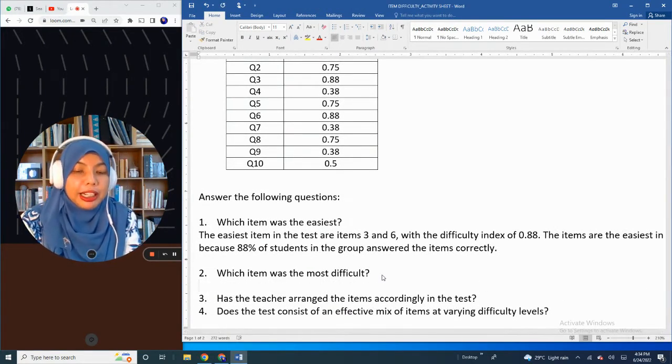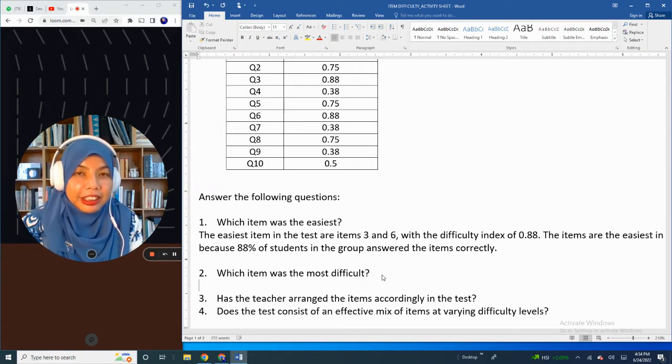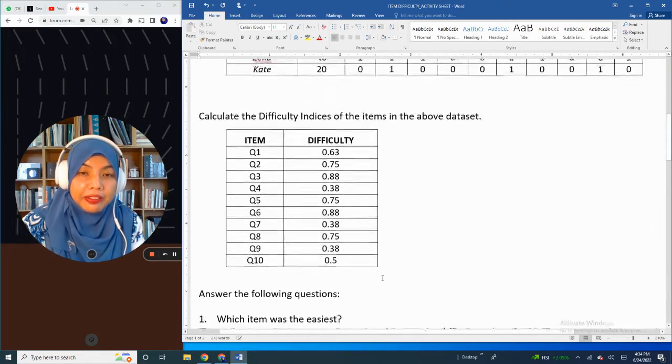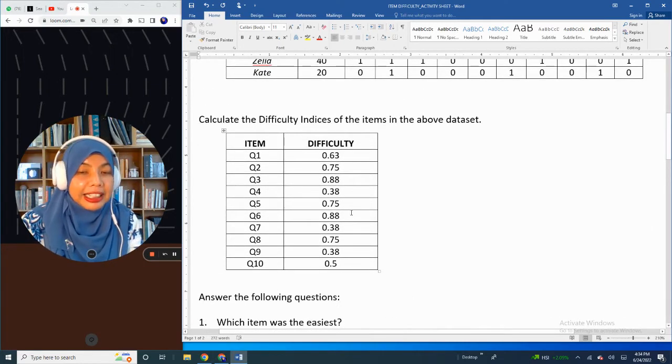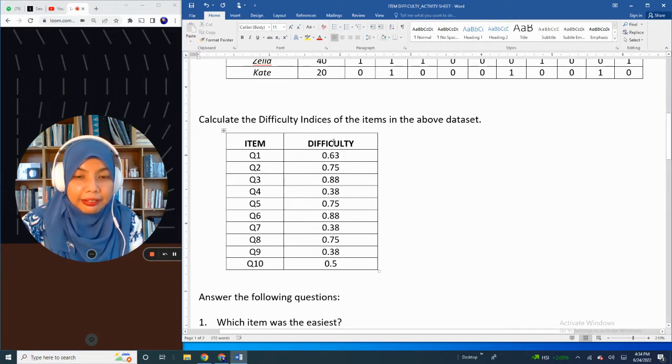Which item was the most difficult? So in order to find the most difficult, which index do you need to refer to? 0 or 1? Definitely 0, because 0 means too difficult. Nobody answered the item correctly. So let's look at our table and find one item that is the closest to 0, because we don't have 0 as our answer here.